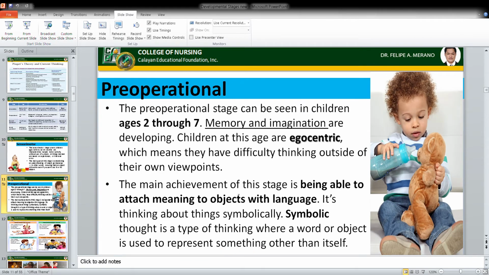Next is the preoperational stage. The preoperational stage can be seen in children age 2 to 7. Memory and imagination are developing. Children at this age are egocentric, which means they have difficulty thinking outside of their own viewpoints. So, meaning they focus only on themselves, as a center of attraction.